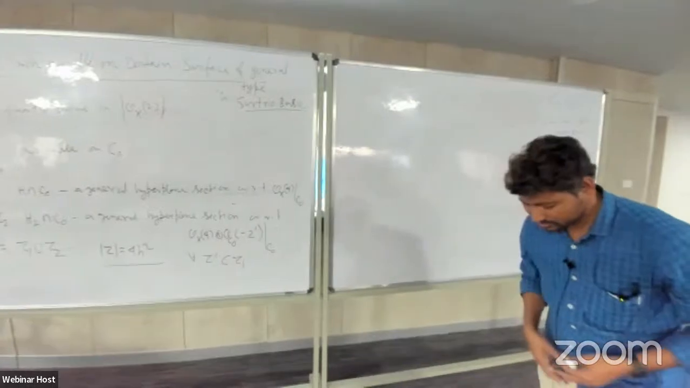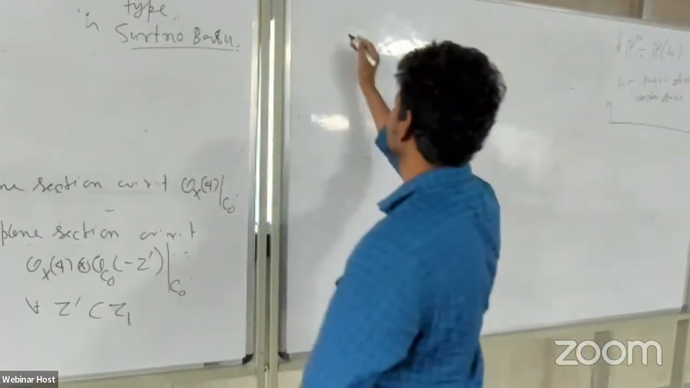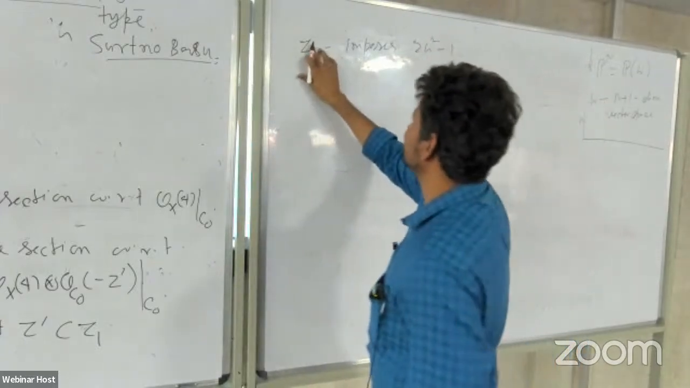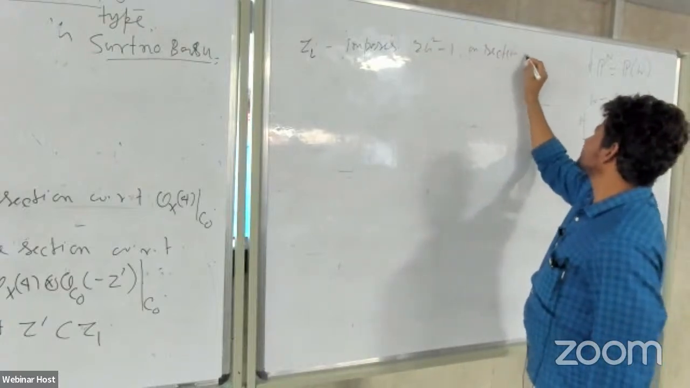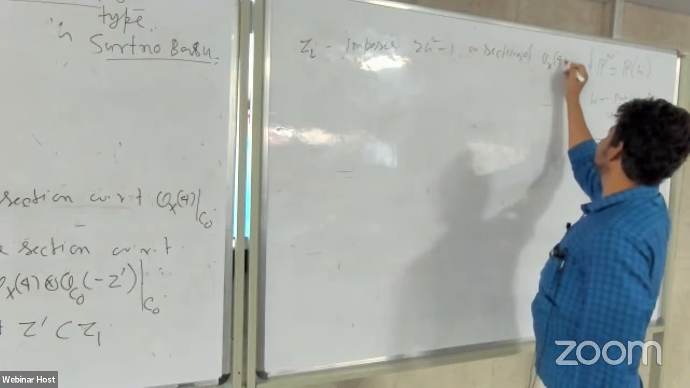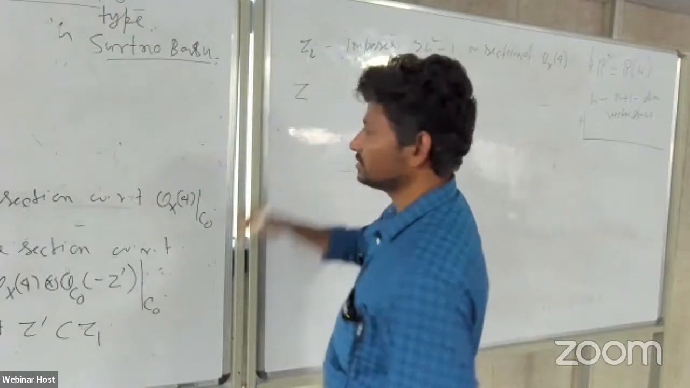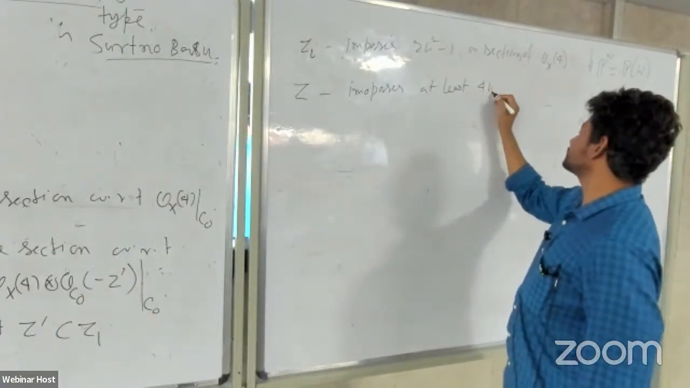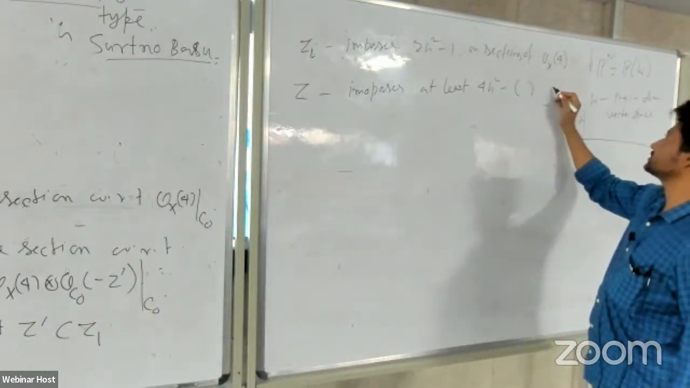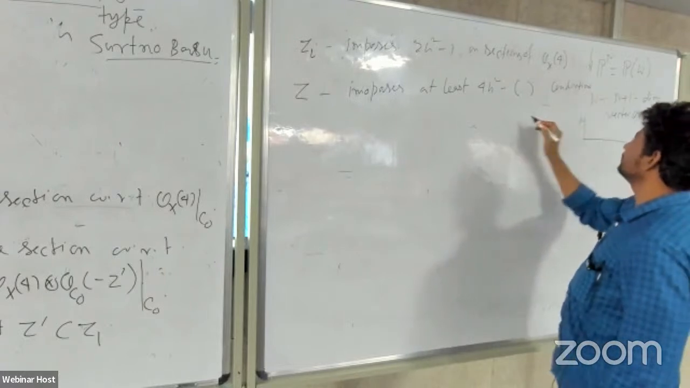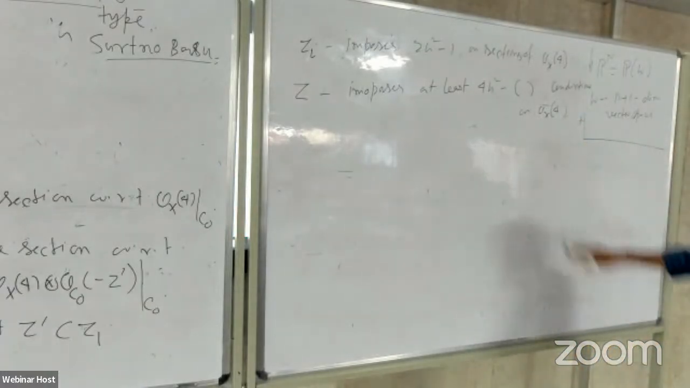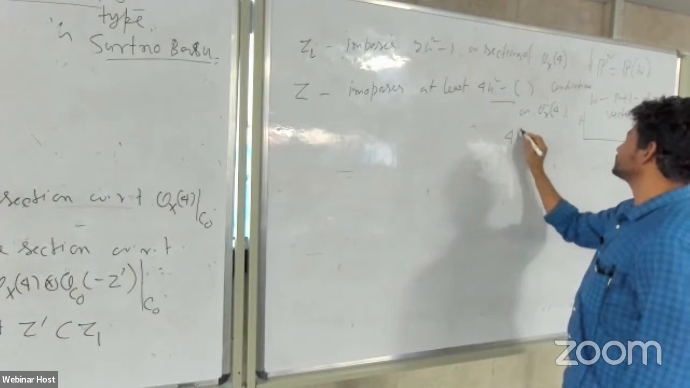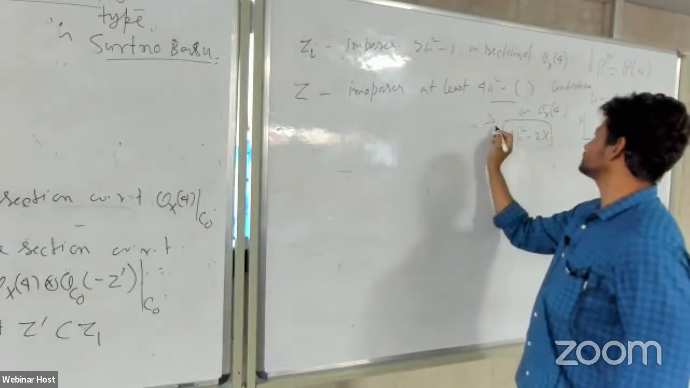These are all easy to see using some cohomology computation: Z1 imposes 2h squared minus 1 independent conditions on sections of OX. And this Z, together, imposes at least 4h squared minus some number of independent conditions on OX. This number is bigger than or equal to 4h squared minus 2 chi.